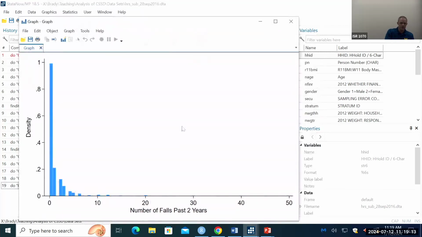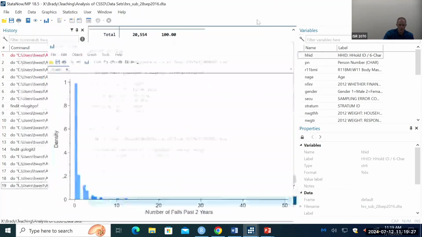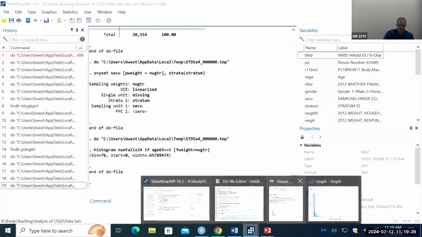And you can see very similar to what we saw in class, a preponderance of zeros, okay? And then the distribution kind of tails off 1, 2, 3, 4, 5, et cetera, with some cases having an excessive number of falls in the past 2 years. So that creates that weighted histogram of that count variable.